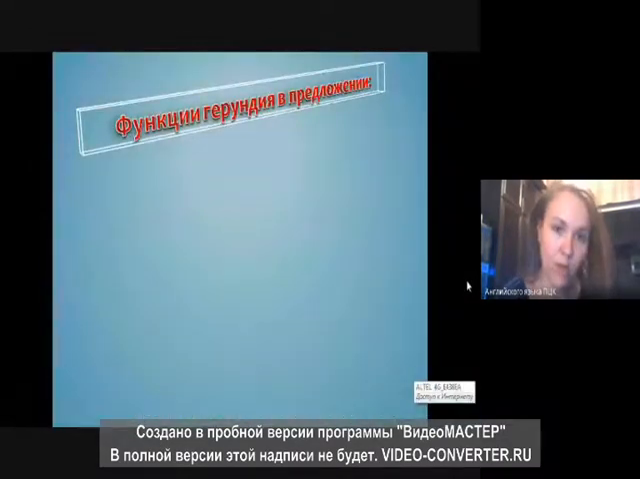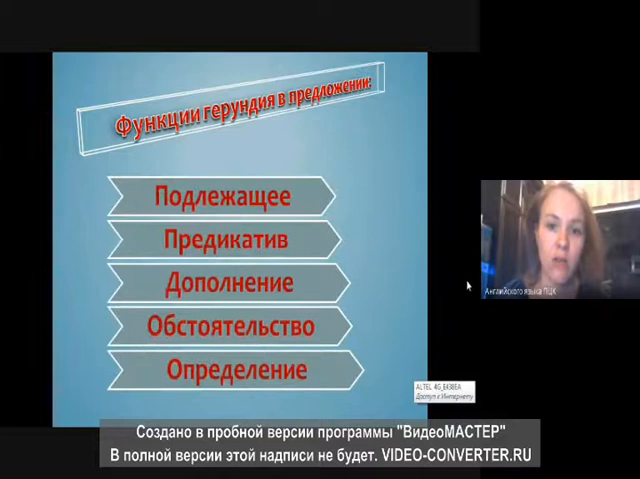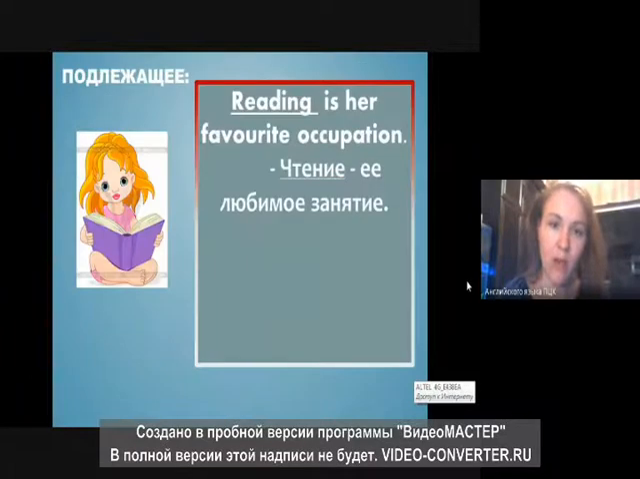Okay, let's talk about the functions which gerund can fulfill in the sentence. The first is subject, then predicate, then object, then attribute, and adverbial modifier. So let's talk about subject. The subject is the thing or person who does the main action. Look at the sentence: Reading is your favorite occupation. The subject here is reading. Usually, subject stays in the first place of the sentence.